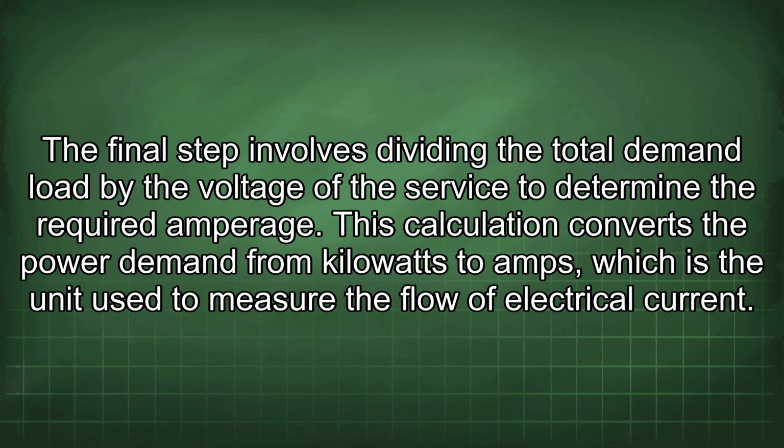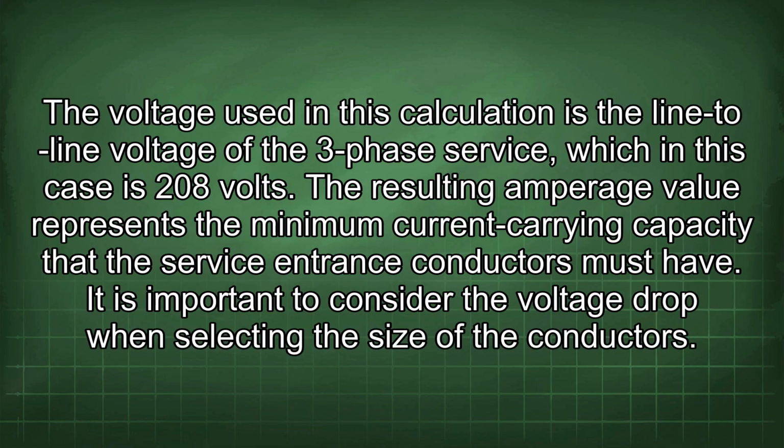The final step involves dividing the total demand load by the voltage of the service to determine the required amperage. This calculation converts the power demand from kilowatts to amps, which is the unit used to measure the flow of electrical current. The voltage used in this calculation is the line-to-line voltage of the three-phase service, which in this case is 208 volts. The resulting amperage value represents the minimum current carrying capacity that the service entrance conductors must have.